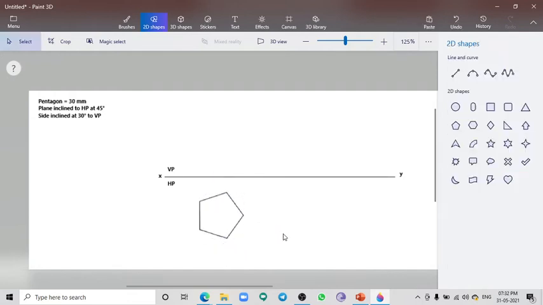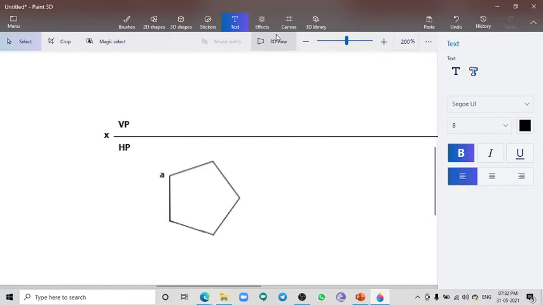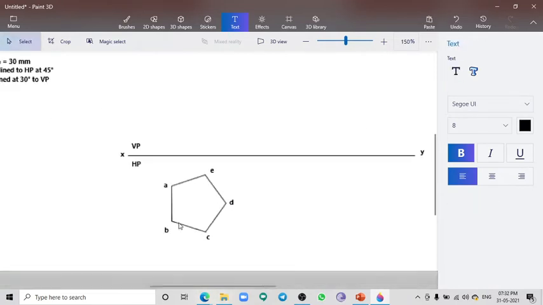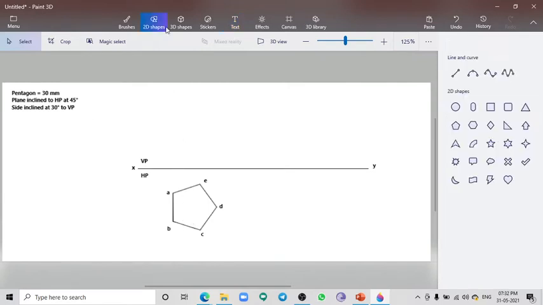Okay, so I'm going to give namings for our pentagon. This is going to be point A and point B, point C, D, and this is going to be point E. So this is the top view of our undisturbed pentagon. Here I am going to project all the points.